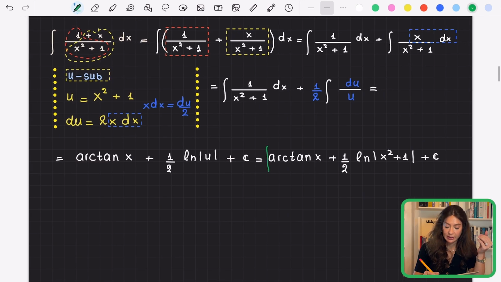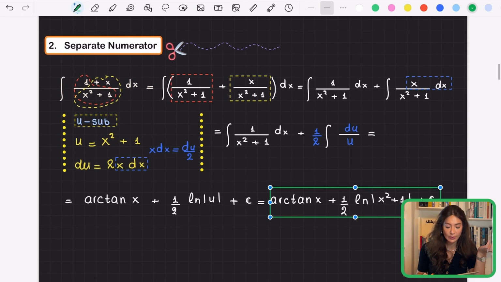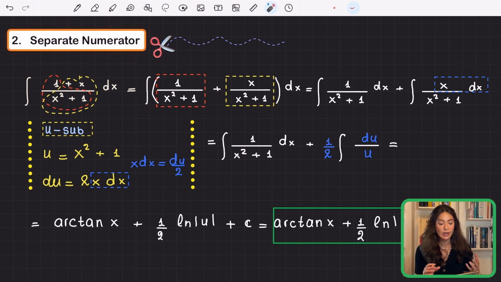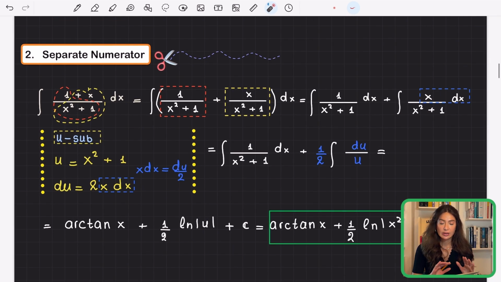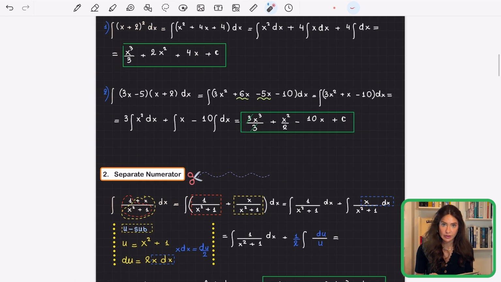Box this answer, and let's not lose track that we're not solving, or we are solving integrals, but that's secondary. What we're really doing is appreciating the power of this trick, separate numerator, that you can use to solve so many different integrals than this one throughout your calculus 2.